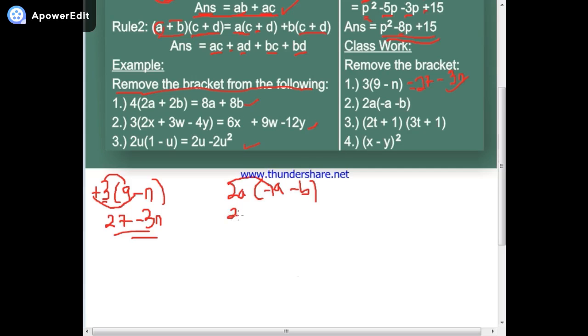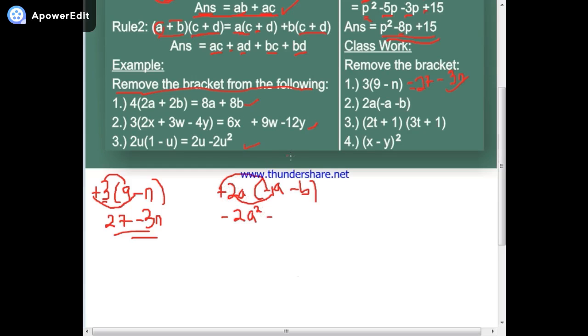But don't forget the sign first. Let's first of all do the sign. Now, you know there is an invisible plus there. So you use this sign to multiply this sign first. That is plus times minus will give you what? Minus. And 2 times 1 will give you 2. And a times a will give what? A square.